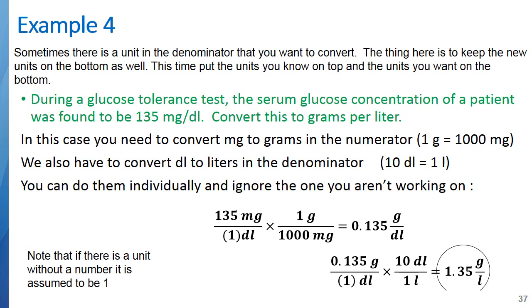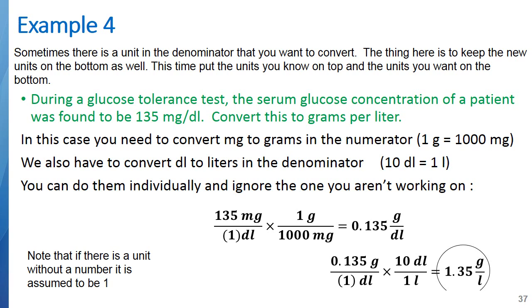Okay, sometimes we get a little bit more complicated, and there's a unit in the denominator that we want to convert. The thing here is to keep the new units on the bottom. So if we want per deciliter or per liter and whatever we want per, we want that in the denominator. And so we're actually going to do the opposite of what we've been saying. If we want to get rid of a unit in the denominator, then we have that unit in our conversion factor in the numerator, and then the unit that we want to be in the denominator in the denominator. So it's a little bit backwards.